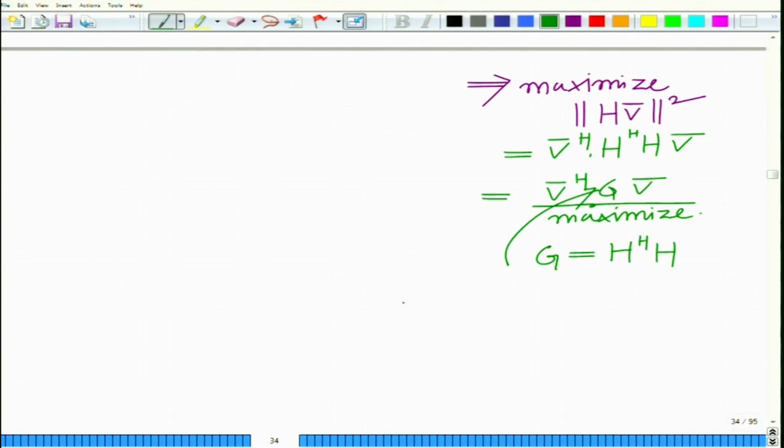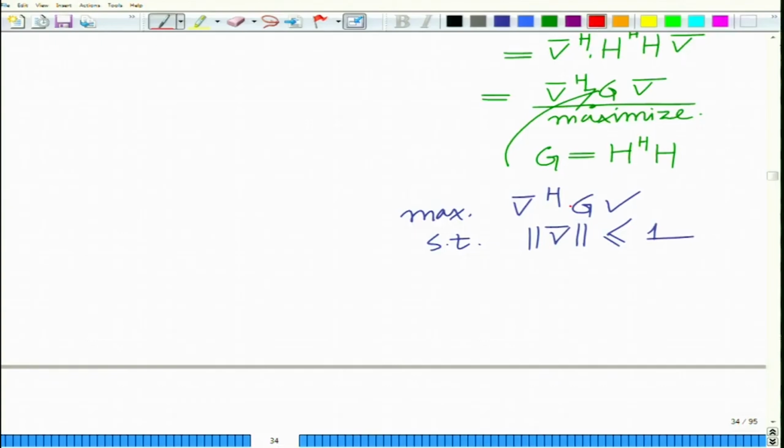So, the net optimization problem becomes: maximize V Hermitian G V subject to the constraint. Remember, the constraint is still there, the unit norm constraint on the transmit beamformer, that is the energy or power of the transmit beamformer, norm V bar is less than or equal to 1. So, this is the resulting problem for the optimal beamformer. We have substituted H bar equals H times V bar, and from that you derive this optimization problem.